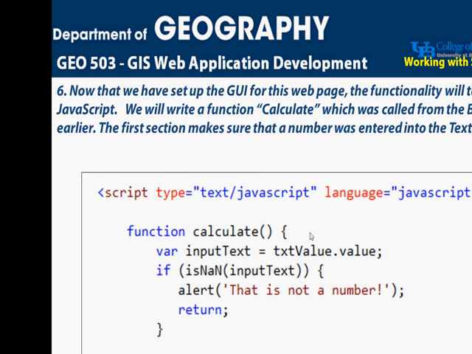So now back to the JavaScript. Here's the start of the script tag, and there's two important items on the script tag. Type equals text/javascript, and language equals JavaScript. That basically tells your web browser that the language that's coming here is JavaScript.